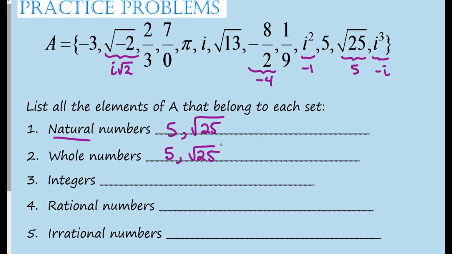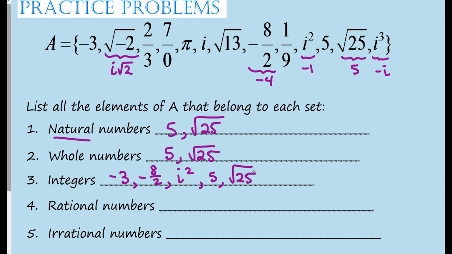Integers, the whole numbers and their opposites. So we have -3. We have -4, which was -8 halves. We have -1, which was i squared. We have 5. We have square root 25.